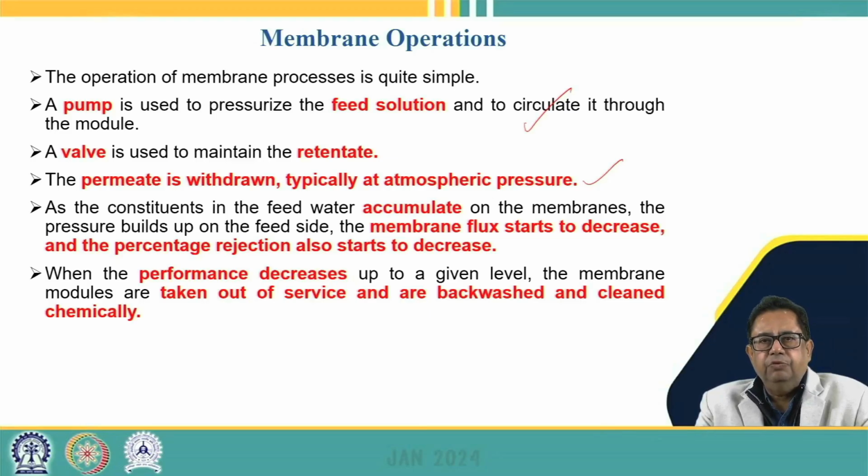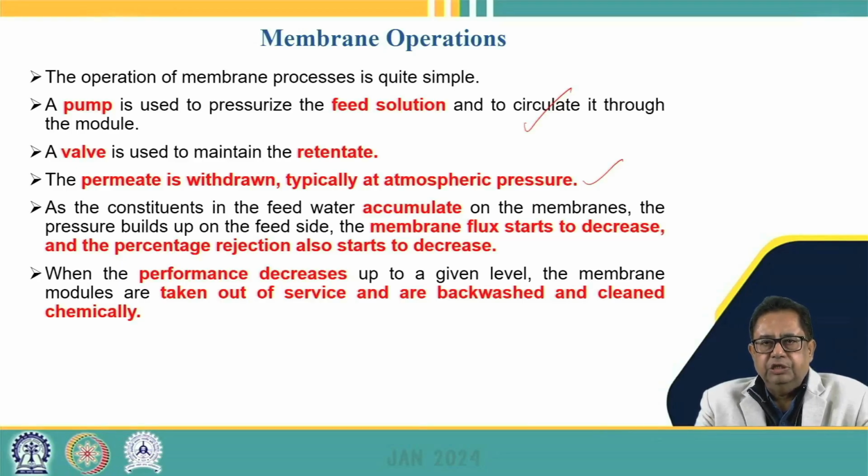We can see that the feed water accumulates on the membrane. The particles being removed by the membrane start accumulating on the surface of the membrane. This leads to a build-up of pressure on the feed side, and the flux slowly starts decreasing as clogging takes place and the pore size of the membrane is reduced. The flux declines, and the percentage rejection also starts decreasing in that case.